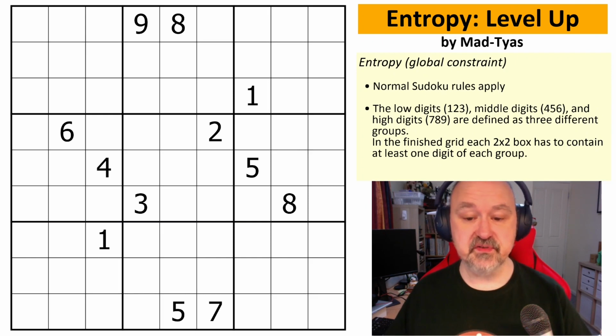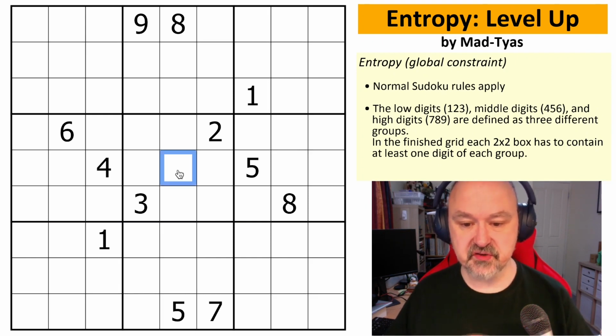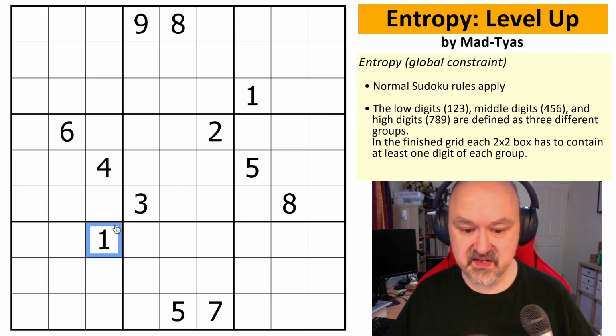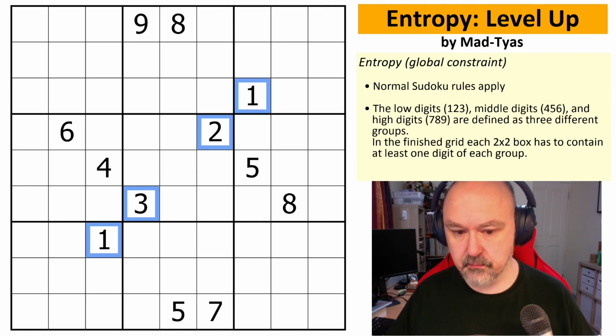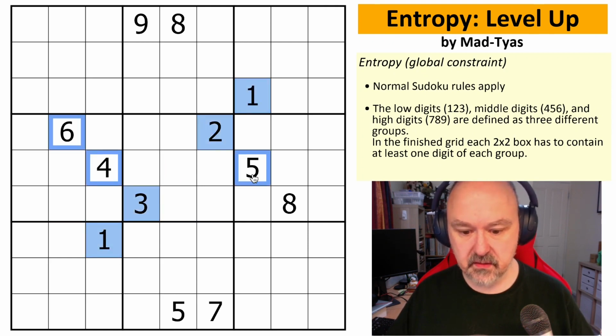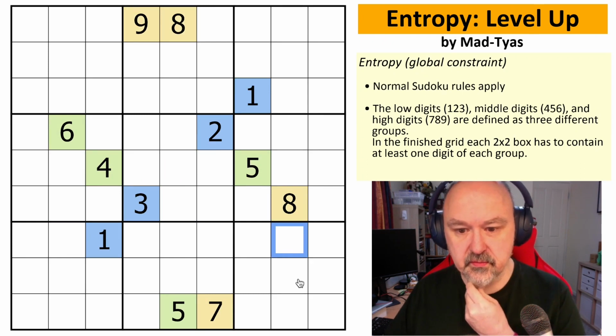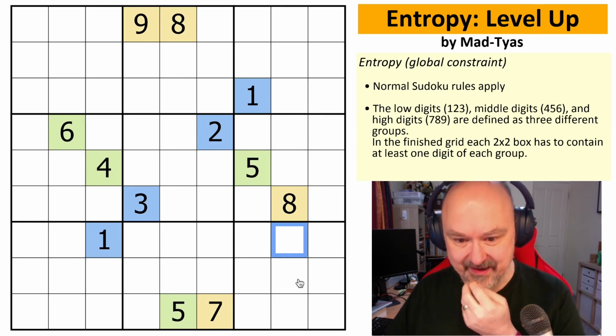So the rules are the same, so I'm not going to go through them again. I'm just going to jump straight in. Let's give this a shot. So all of the low digits get marked in blue. All of the middle digits get marked in green, and all of the high digits get marked in yellow. Ooh, I don't have a lot to go off on this one, do I?